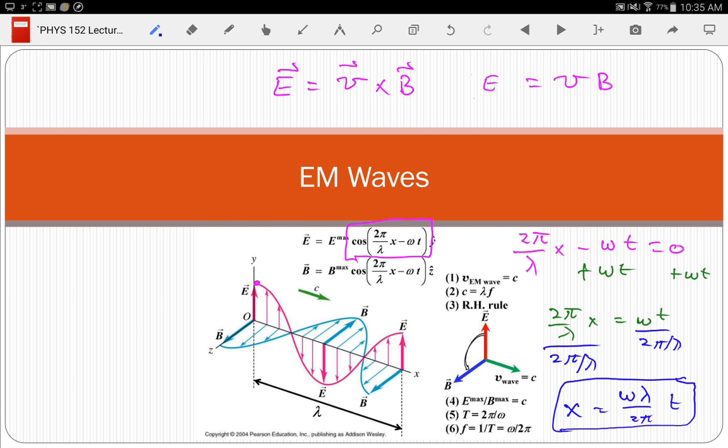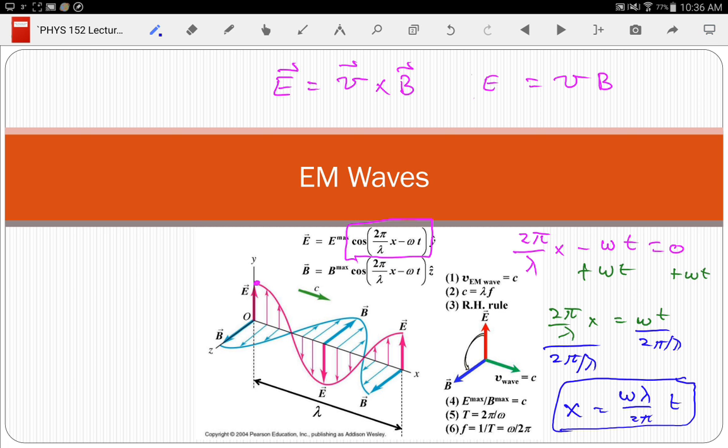Now, since I have something traveling, x is equal to velocity times time, so that stuff that time is multiplied must be the speed at which it's traveling. So this has to be traveling at omega lambda over 2 pi. Assuming I made no mistakes, which I don't think I did. So we can get the speed just from looking at the arguments of that cosine equation.